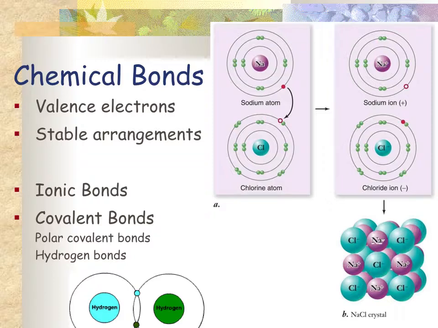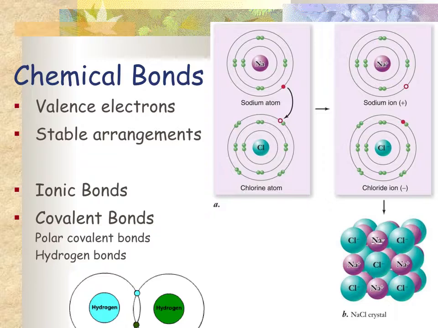For example, the first type of bond we're going to talk about are ionic bonds. Ionic bonds occur when one atom transfers an electron to another atom. The atoms become charged. They become ions. An ion is just a charged atom.